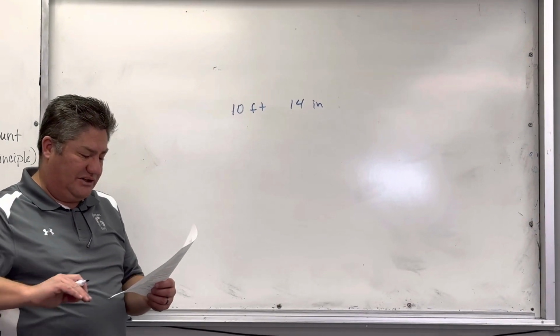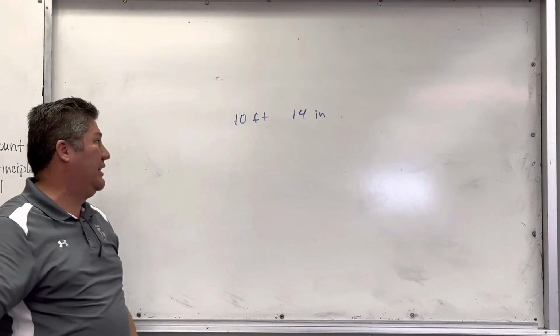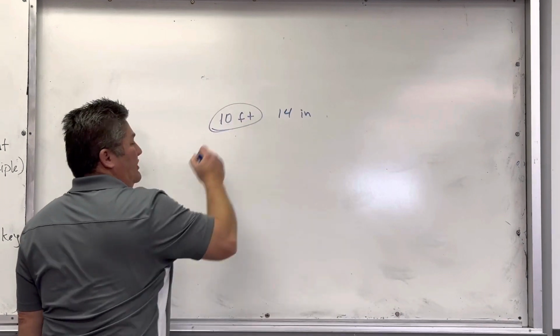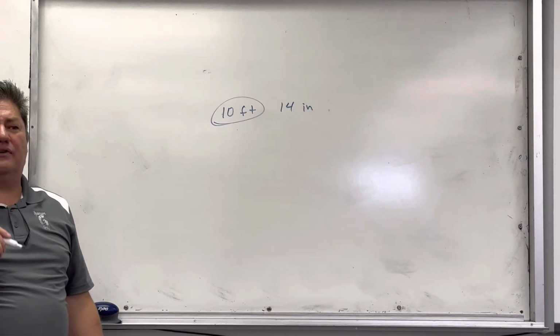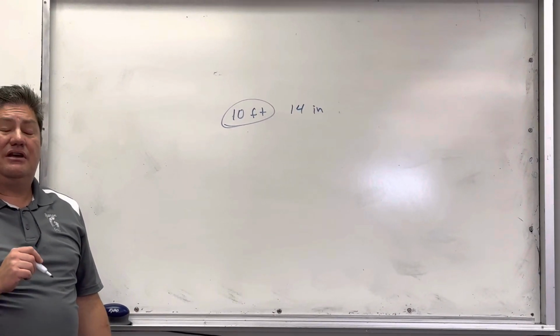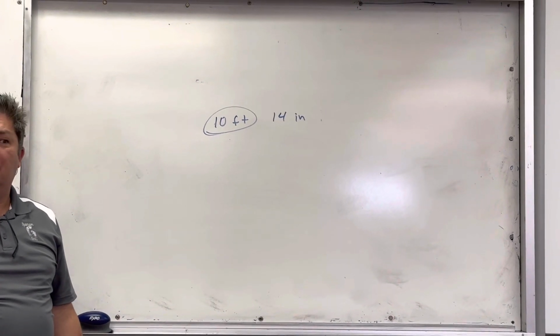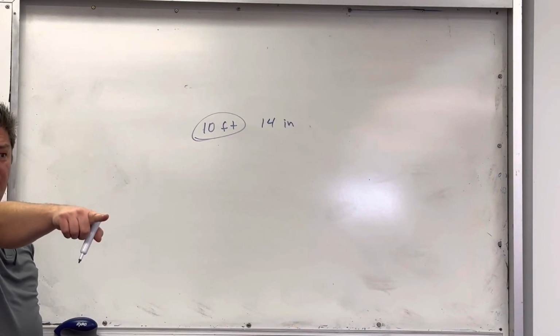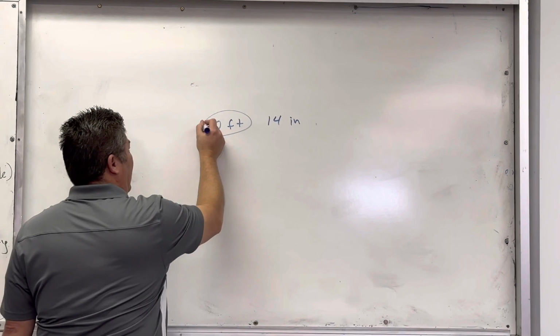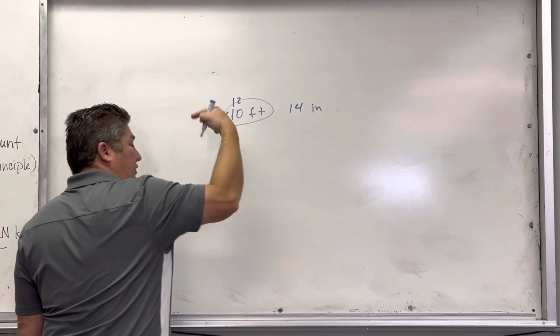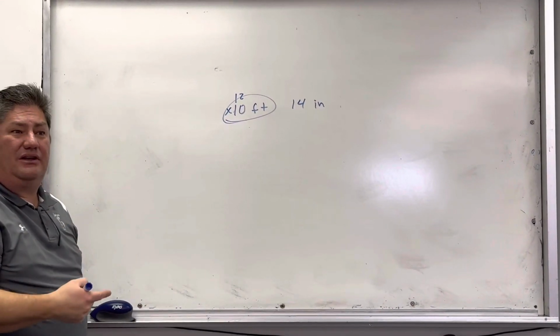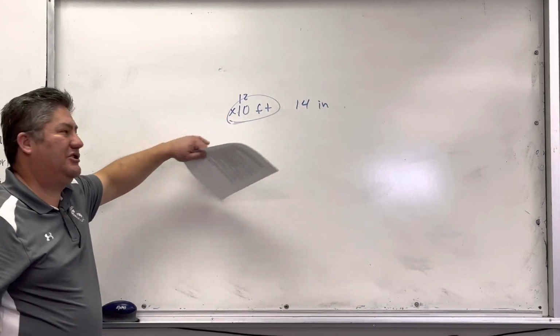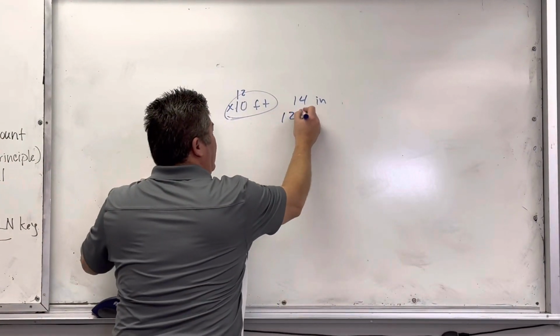So this one wants the skid in inches only. So what do I got to convert the feet to? Inches. How do I convert feet to inches? Times it by 12. How many inches are in a foot? 12. So I just have to multiply this by 12, because for each foot there are 12 inches, and I have 10 feet. So I'm just timesing those. That gives me 120 inches.